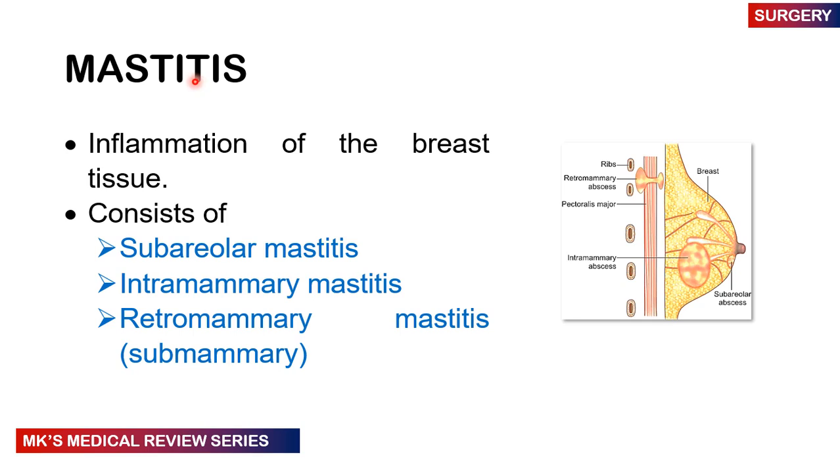Remember, anything ending in itis is inflammation. Uveitis is inflammation of the uveal tract. Mastitis is inflammation of the breast. It can be divided into subareolar mastitis, intramammary mastitis, and retromammary mastitis. So it could be just underneath the areola, within the breast tissue, or in the retromammary space. These are the potential sites where abscesses can form due to these inflammatory processes.